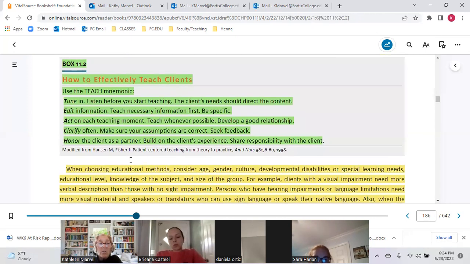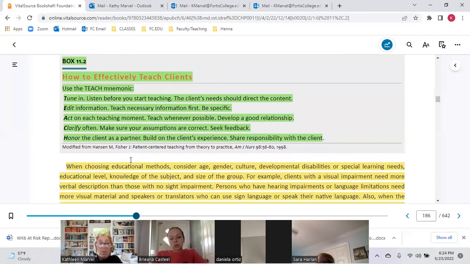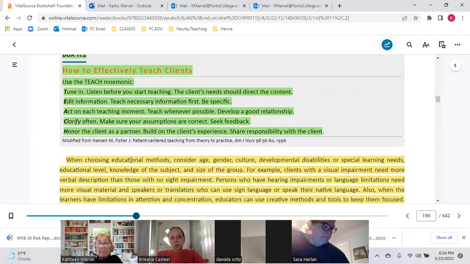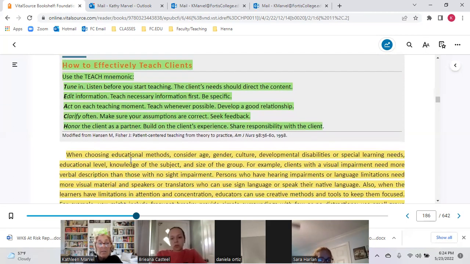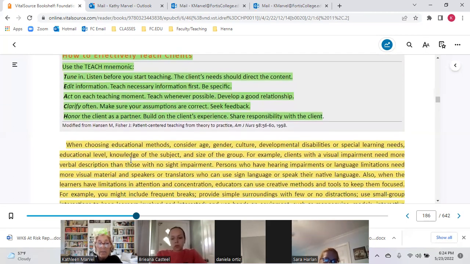I like this TEACH mnemonic in Box 11.2, how to teach effectively: Tune in, Edit, Act, Clarify, and Honor. This is an excellent mnemonic to remember when teaching.